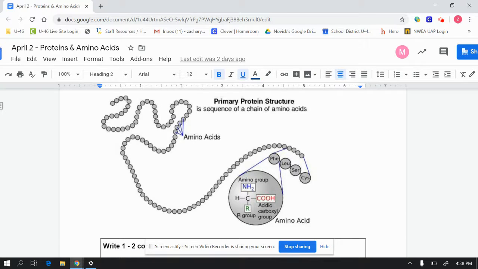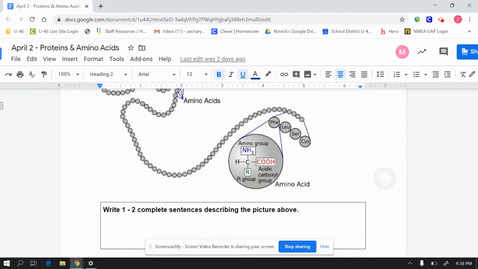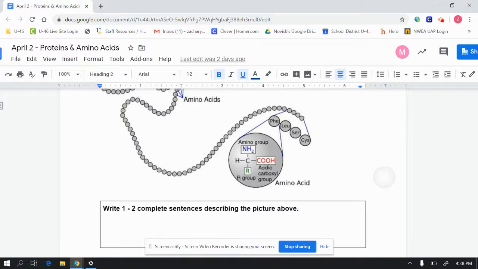Study this picture. Write 1 to 2 complete sentences describing the picture above.